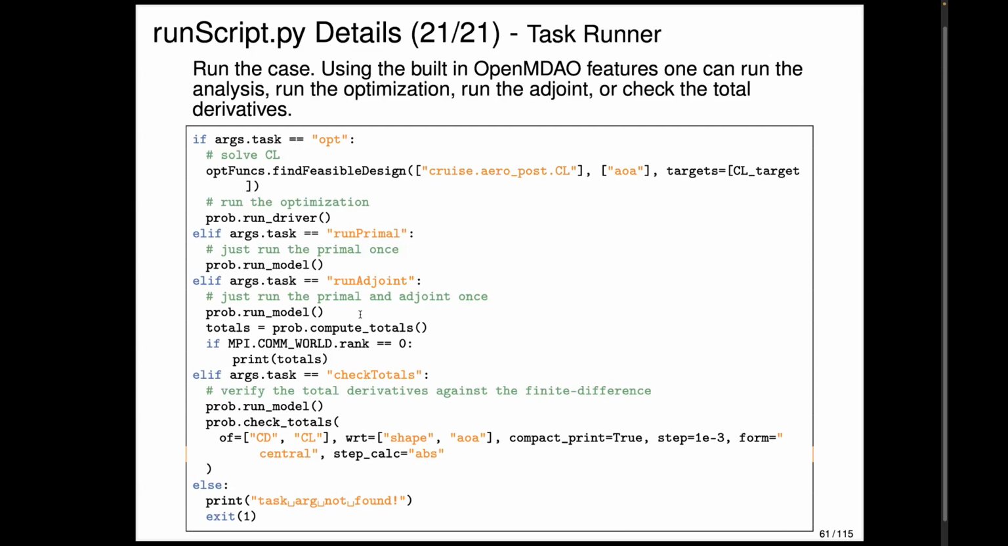You can also run the adjoint alone to compute the total derivatives, or you can check your derivatives to make sure that the derivatives of the objective functions or constraints with respect to the design variables make sense. If you're having trouble with analyses, it could be a useful check to make sure that your gradients are not incorrect.